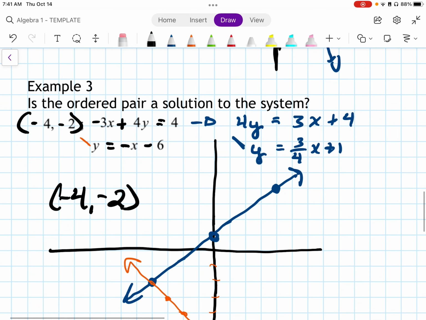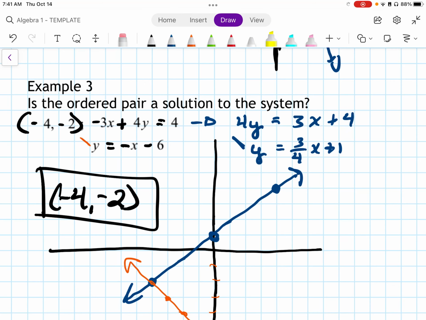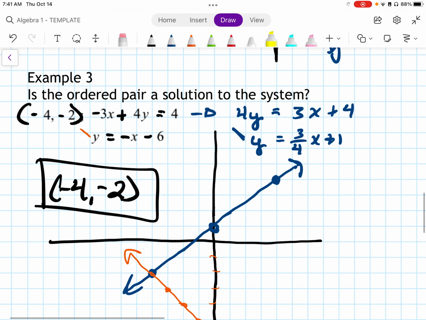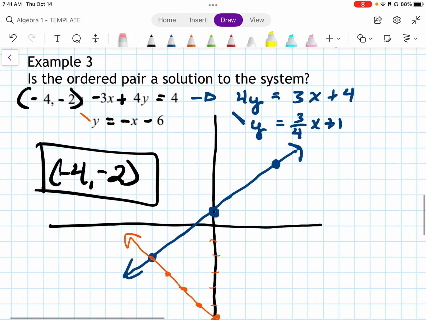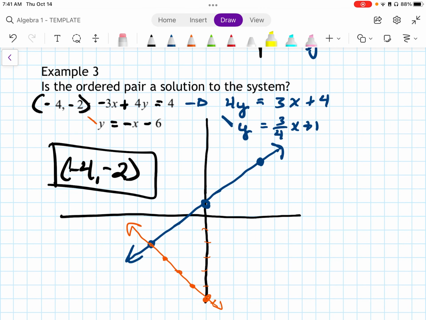Oh, it asked me, is this an ordered pair? Well, I've just found it, so I hope it is. I did the problem wrong there. I didn't actually have to do all that. I just had to plug in. But I read the problem wrong, and we got the right answer, so yes, that is a solution.